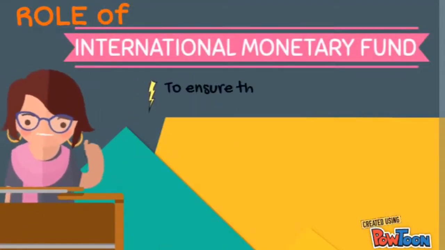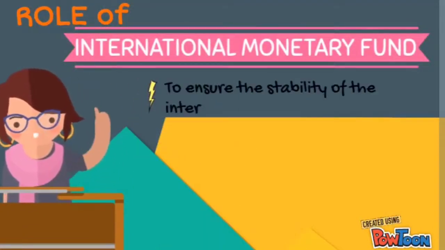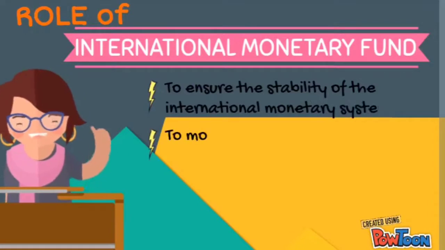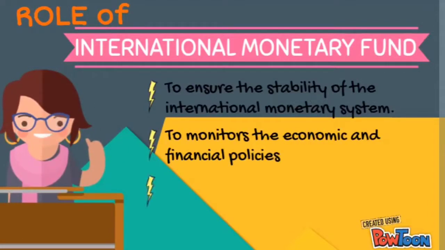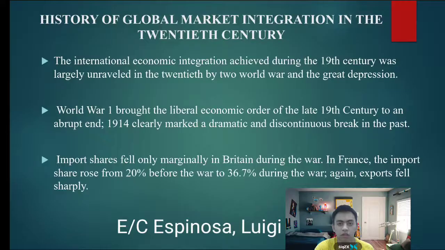The IMF's primary purpose is to ensure the stability of the system of exchange rates and international payments. The IMF is to monitor economic and financial policy and help members achieve macroeconomic stability and reduce poverty. The IMF also provides loans to member countries to overcome economic difficulty.